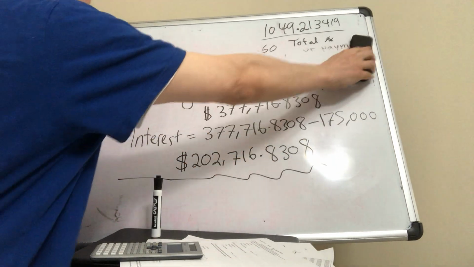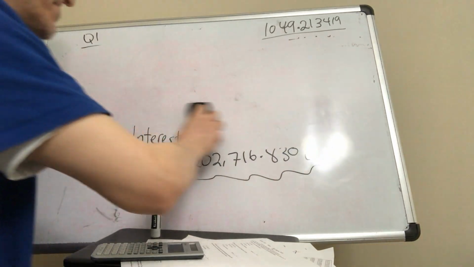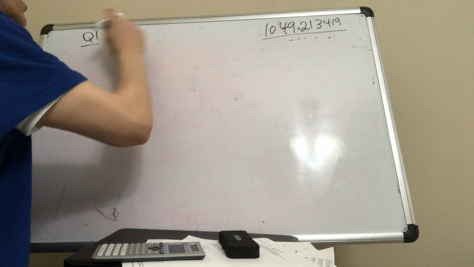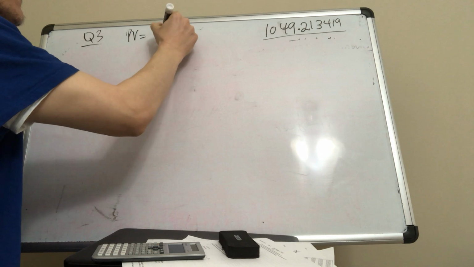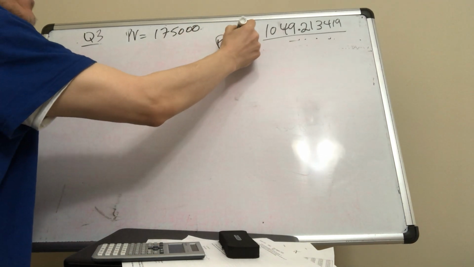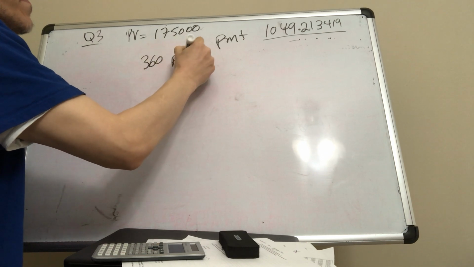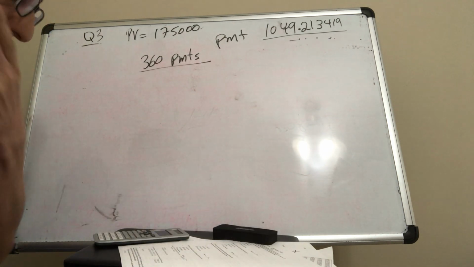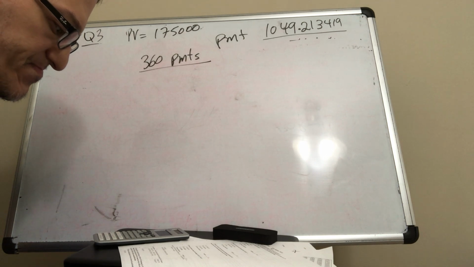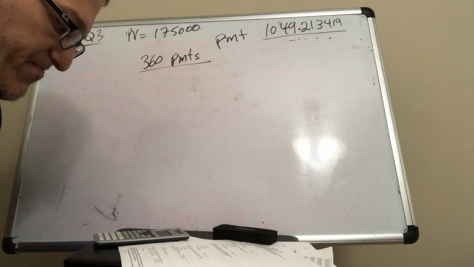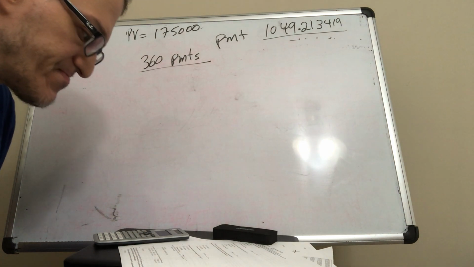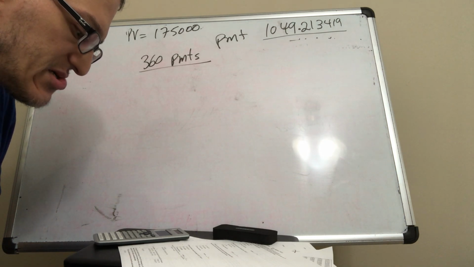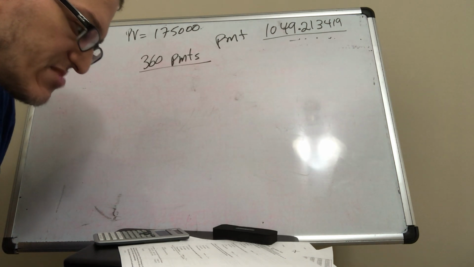We'll go and do question 3. No idea why I actually erased this. This is the payment, and we know there are 360 payments altogether. In this table, they give you the amortization table, and they want to ask you for some numbers in the amortization table.